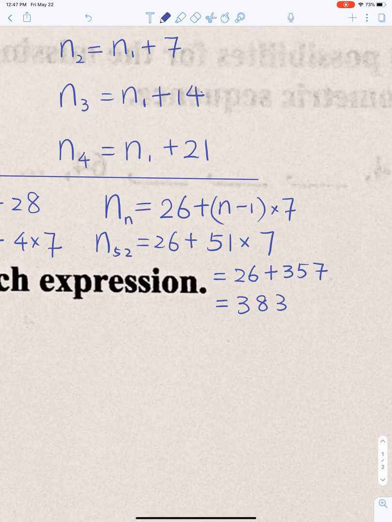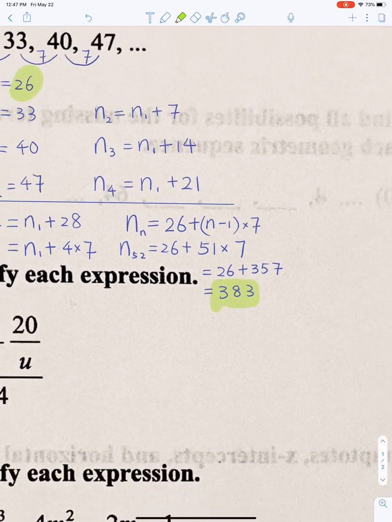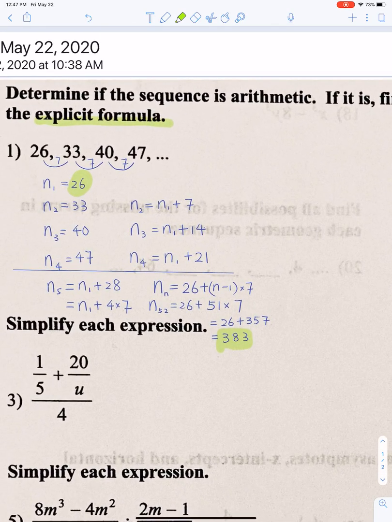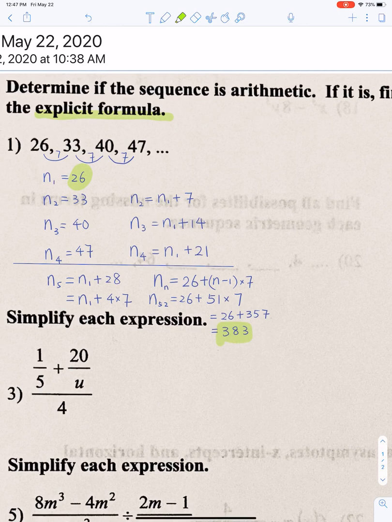So 383. That is our final result. 383. That is the result. Okay? So the formula, we just reasoned it out instead of writing it down. If you need, take a screenshot. This is your way of thinking.